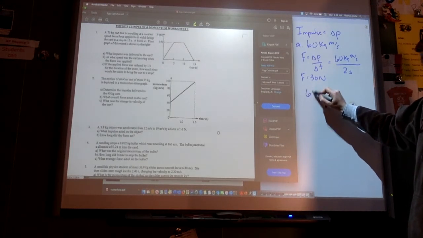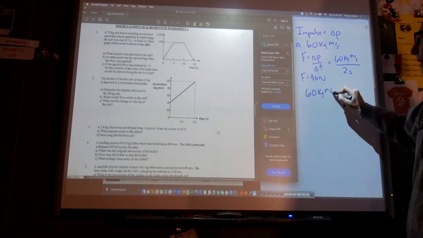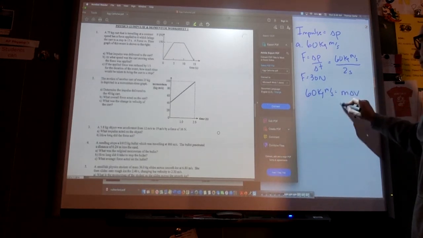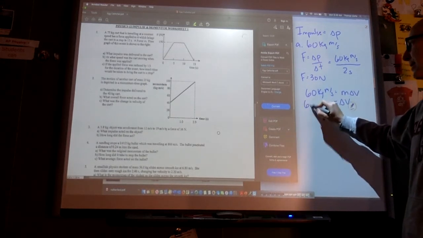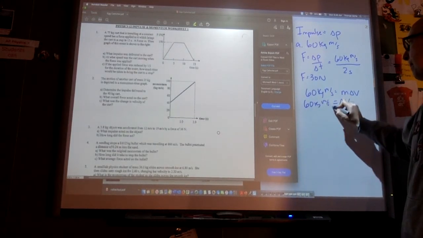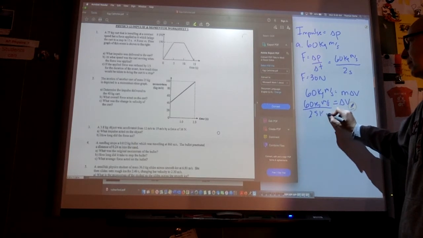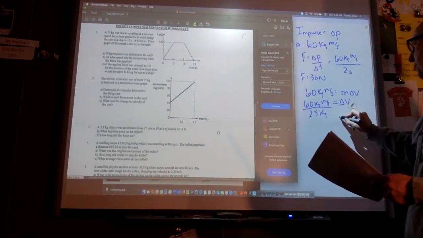And then part C, what was the change in velocity of the car? So this is also equal to m delta v. So I could take the 60 and divide it by 25 kilograms, which is 2.4 meters per second.